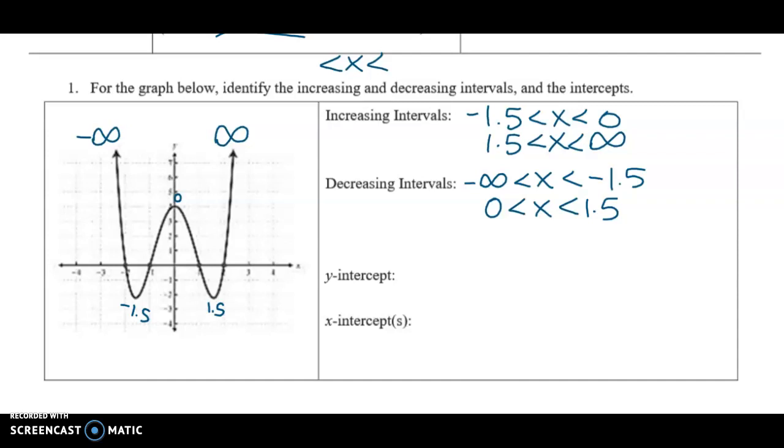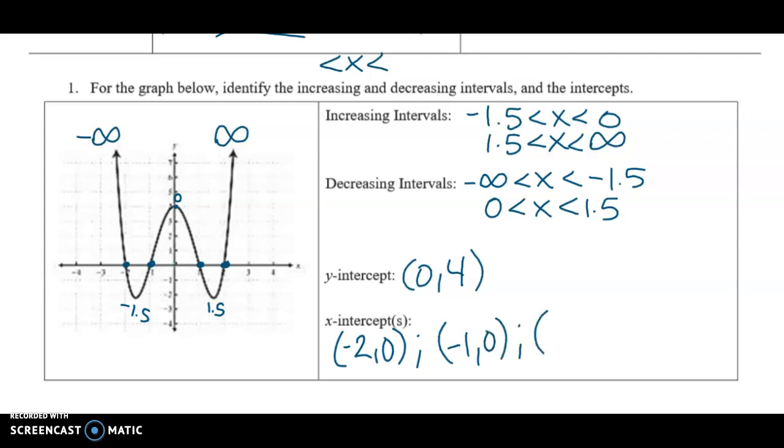The last part is my intercepts. I want those actual coordinates where I cross my x and y axis. Y-intercept is easy. Following it down, x is 0, y is 4. X-intercept, there's 1, 2, 3, 4 of them. Our x has a value, the y-axis shows me y is 0. So negative 2, 0. Negative 1, 0. 1, 0. And 2, 0.